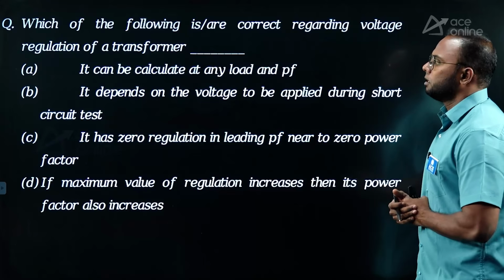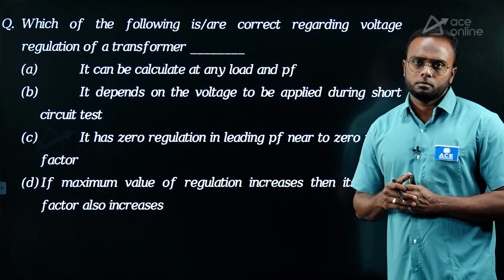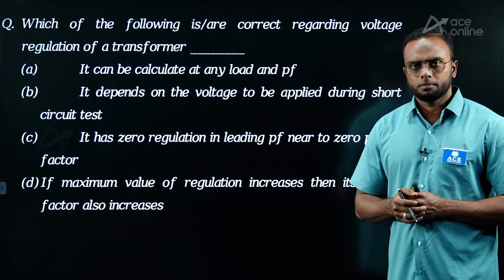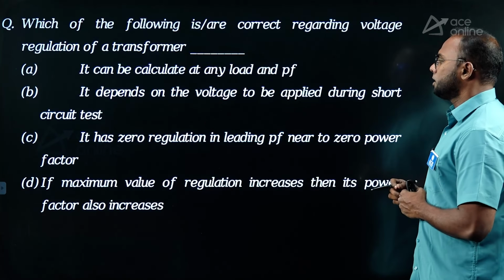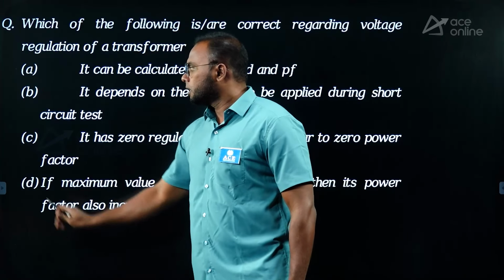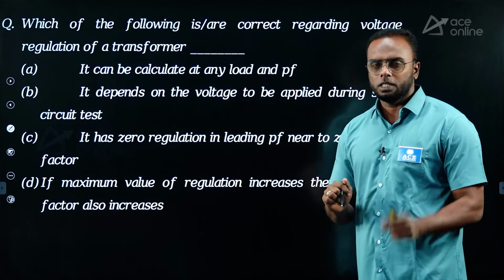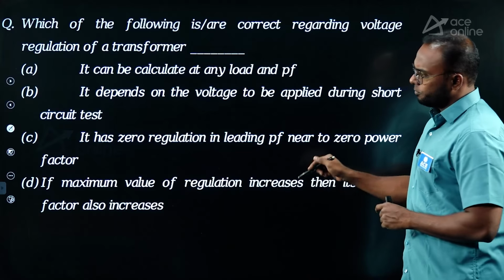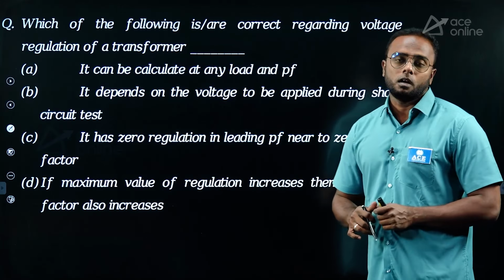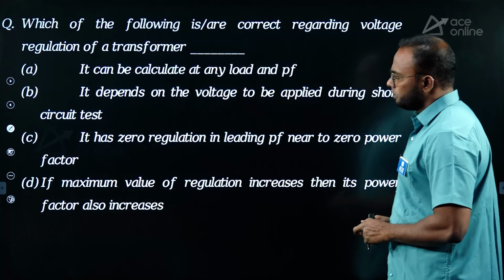Okay. Now first see here, first option is it can be calculated at any load and power factor. Second, it depends on the voltage to be applied during short circuit test. Third, it has zero regulation in leading power factor, near to zero power factor. And fourth option is if maximum value of regulation increases, then its power factor also increases. Now first you try to answer which are correct here. Tell me.